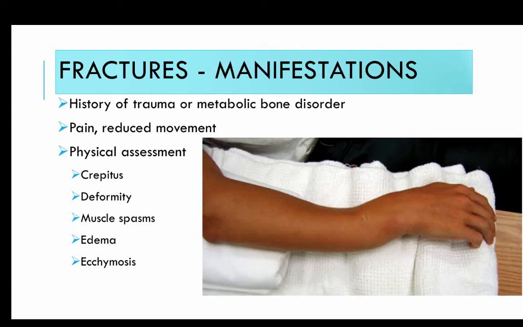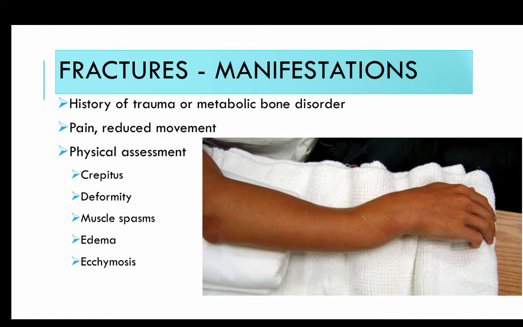All right, now manifestations of fractures. First off, usually there's a history of trauma where they had some kind of injury, or they have a metabolic bone disorder. Usually there's pain. A lot of times there'll be a point pain where you can touch them in a certain place and it really hurts there. And they can have reduced movement. In general, though, people can still move it, at least passively, even with a fracture.